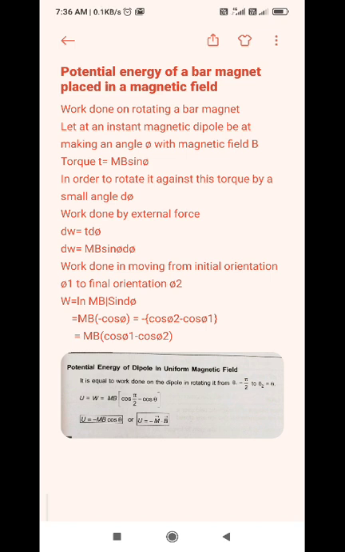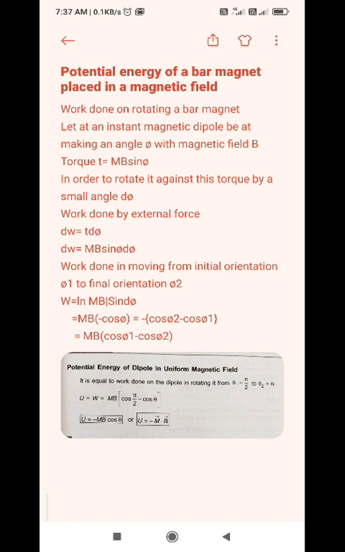And you can remember that when we studied about the electric dipole placed in a uniform electric field, the potential energy of that electric dipole is equal to minus P dot E, that is, the electric dipole moment dot product with the electric field.